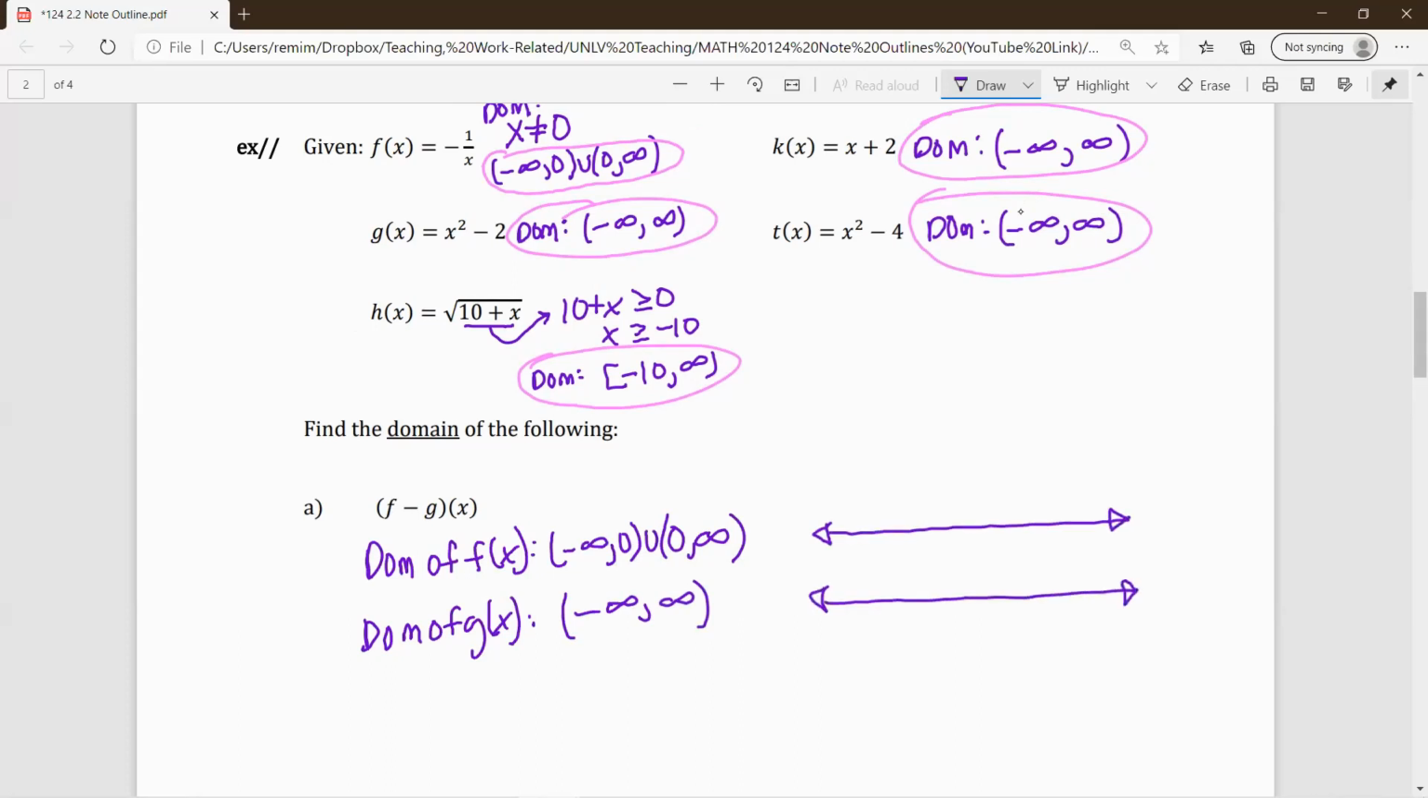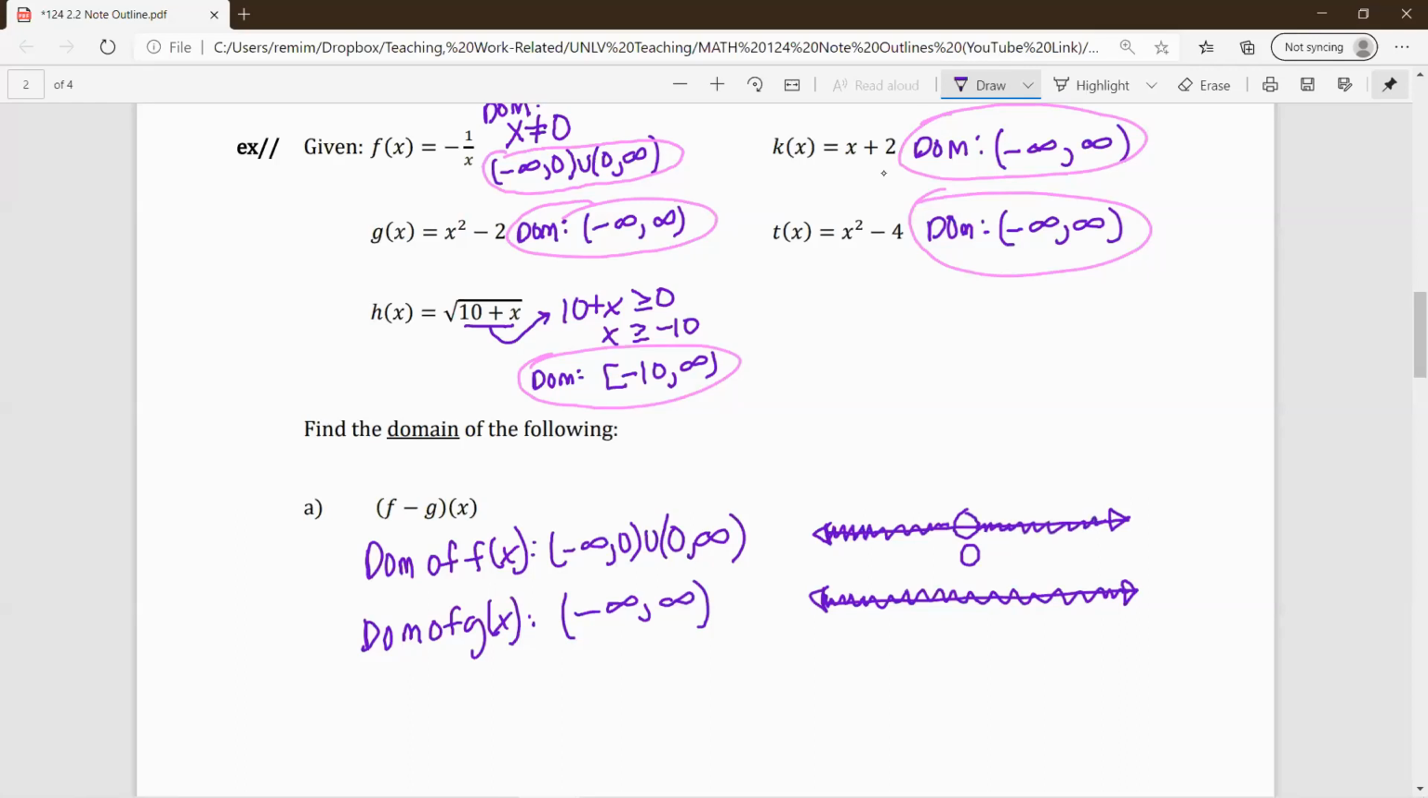We're going to draw each of them on their own number line. So the easier one is this negative infinity to infinity. That just means literally shade the entire number line. And then for the domain of f of x, we'll shade the entire number line, but we'll leave out the number 0. So at 0, we're going to have an open circle, but we're going to shade everywhere else.